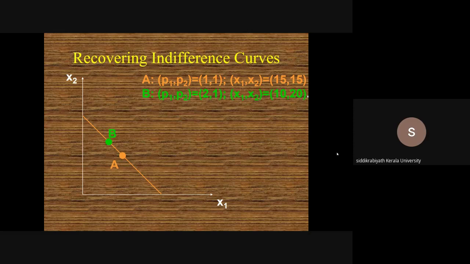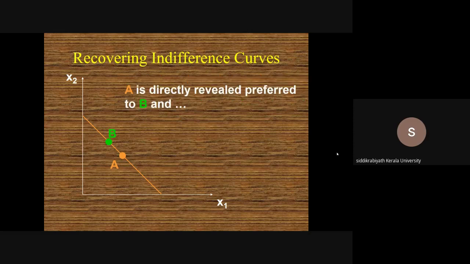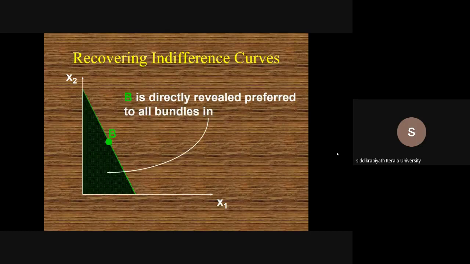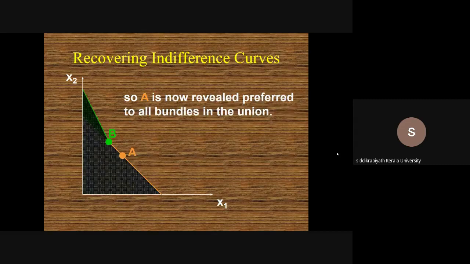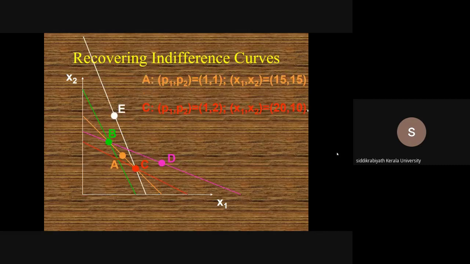So B is there. Now A is directly revealed preferred to B, and therefore this portion is actually irrelevant. So by transitivity, A is indirectly revealed preferred to bundles in B also. So you have this particular point, right? So this is clear now. So this much of the area comes under this particular revelation.